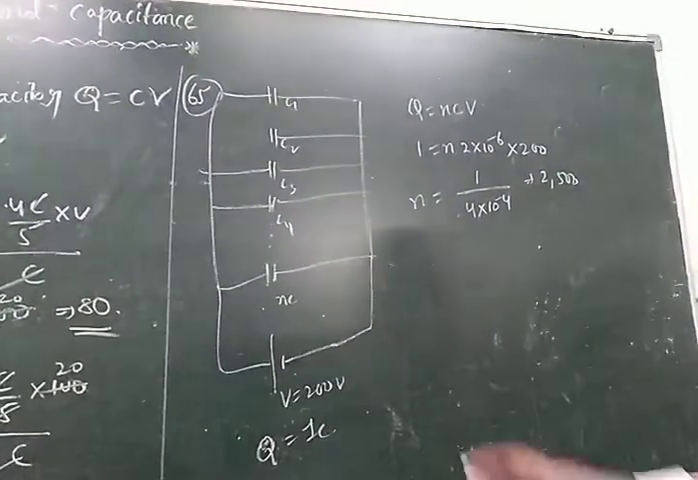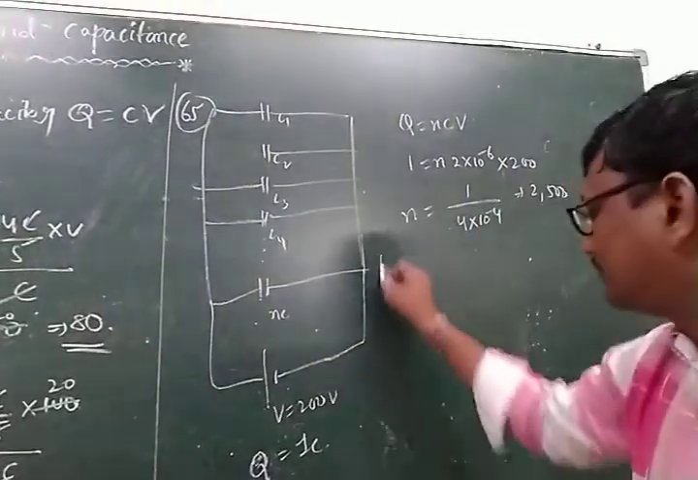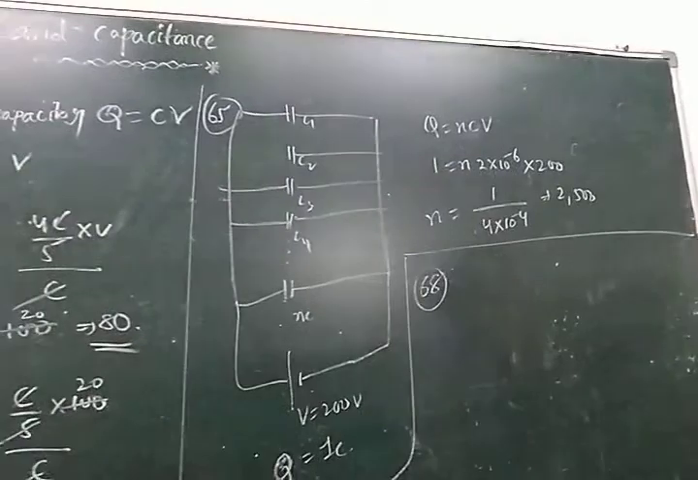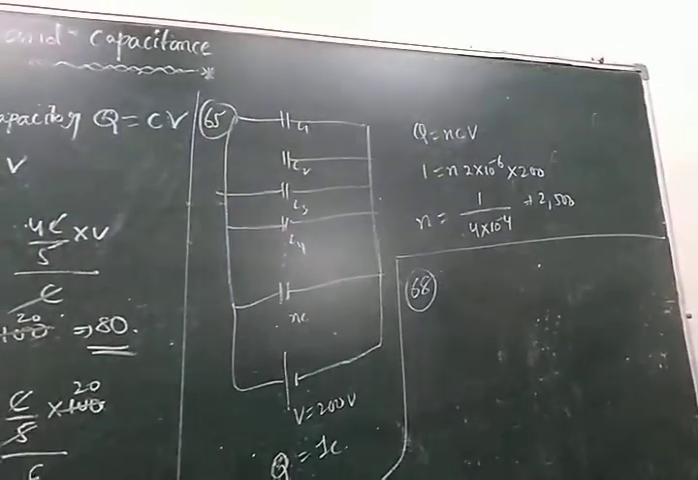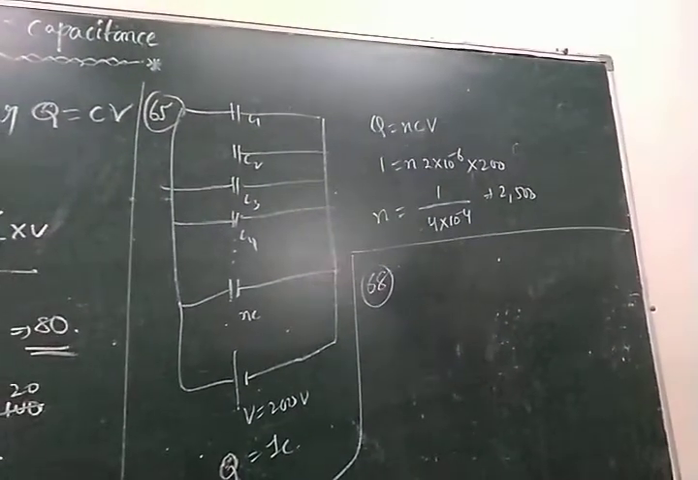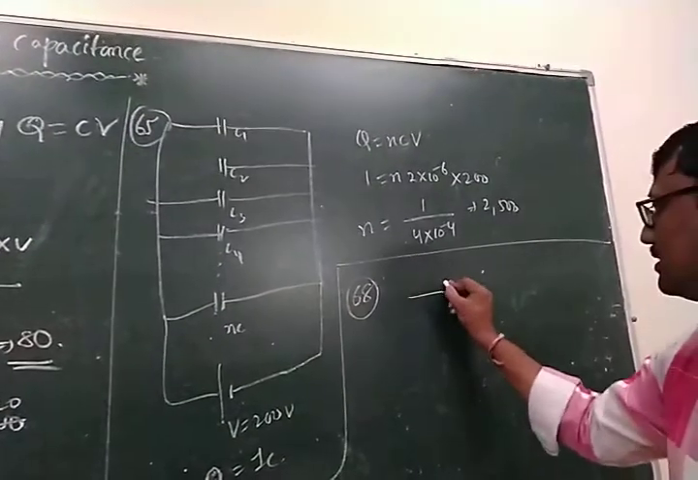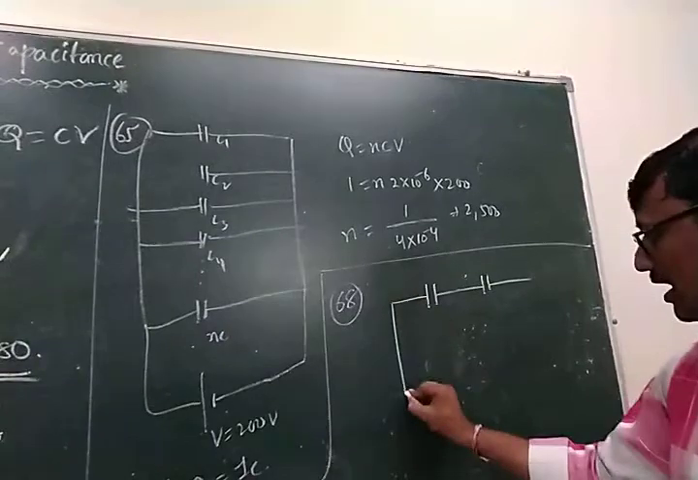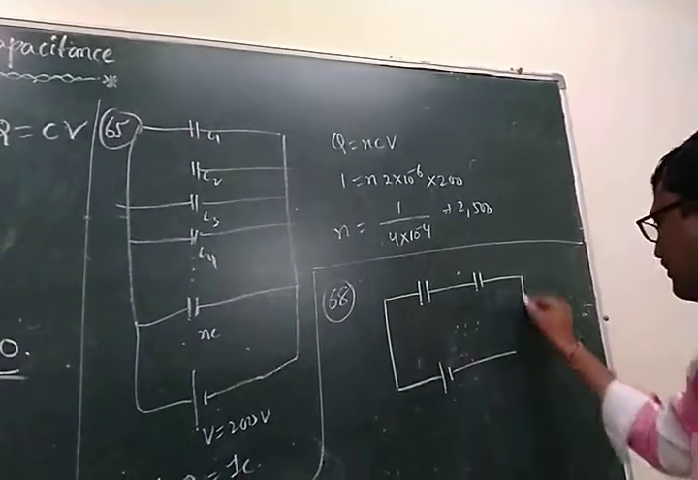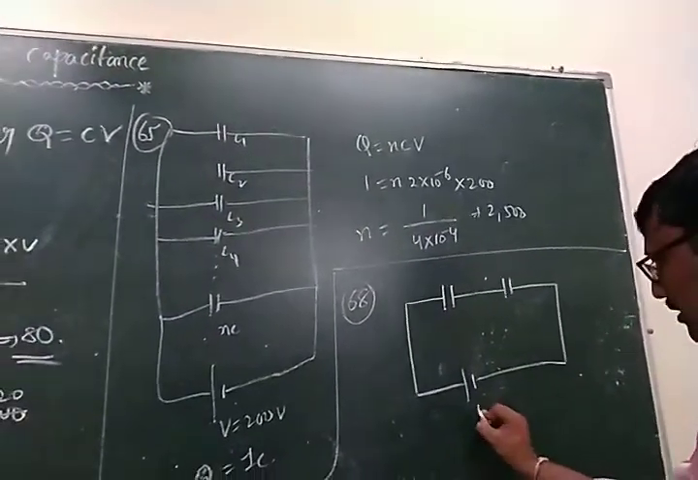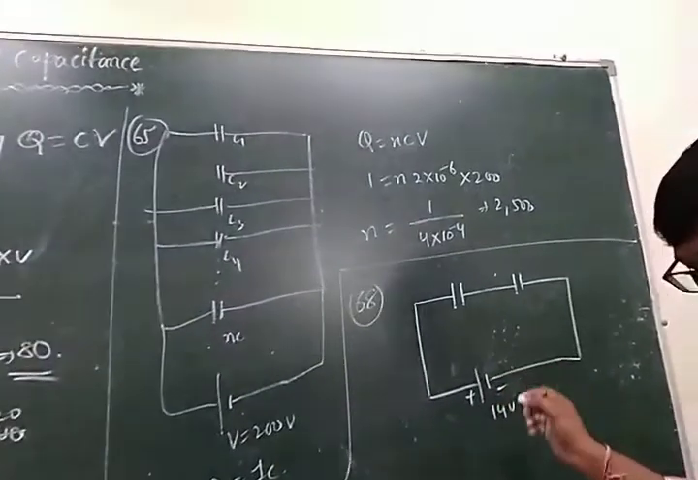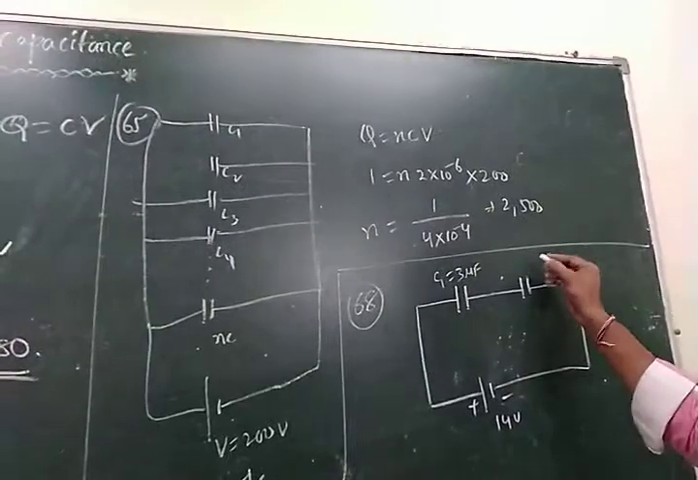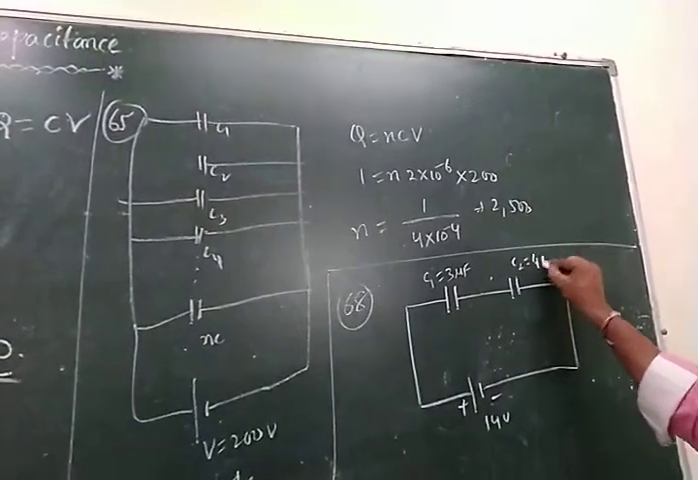Next, see the question number 68. Determine the charge on each capacitor as shown in the figure. This is the first capacitor and the second capacitor, connected to a battery of 14 volts, positive and negative, with C1 equal to 3 microfarad and C2 equal to 4 microfarad.